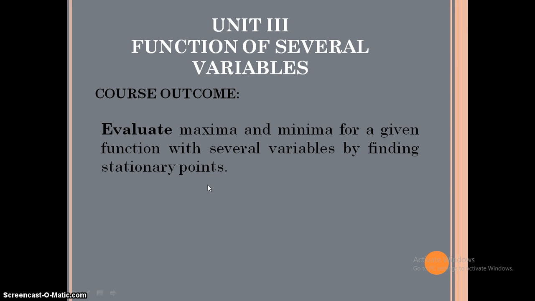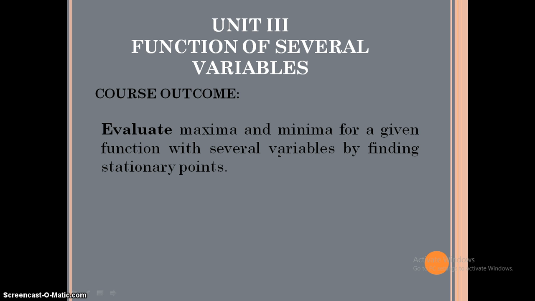So this is Unit number 3, functions of several variables. The course outcome is to evaluate maxima and minima for a given function of several variables by finding the stationary points. The topics in this unit are total derivatives, change of variables, Taylor series, Lagrange's method, and Jacobian. So these are the contents of Unit number 3.